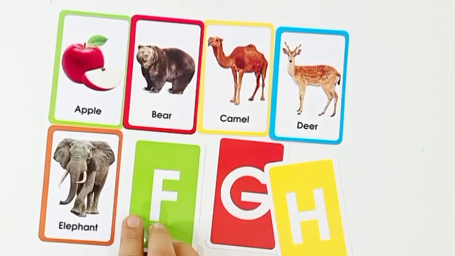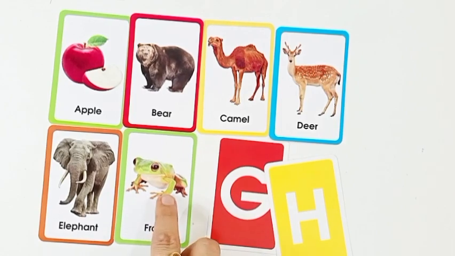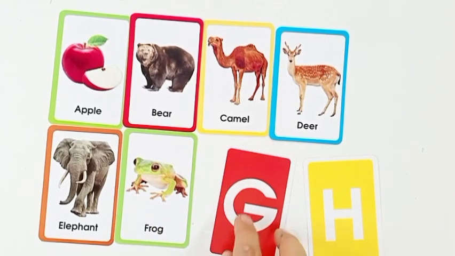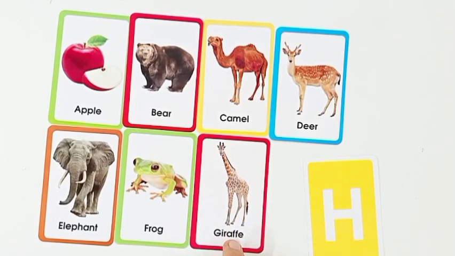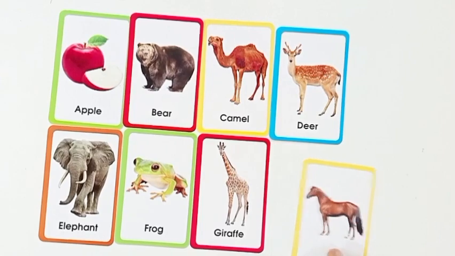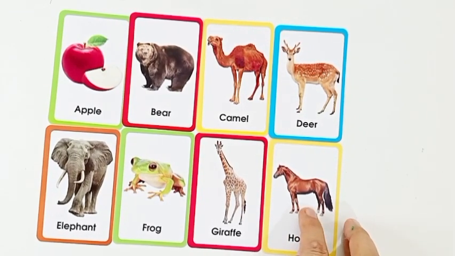This is F. F for frog. F-R-O-G, frog. This is frog. G. G for giraffe. G-I-R-A-F-F-E, giraffe. This is giraffe. H. H for horse. H-O-R-S-E, horse. This is horse.